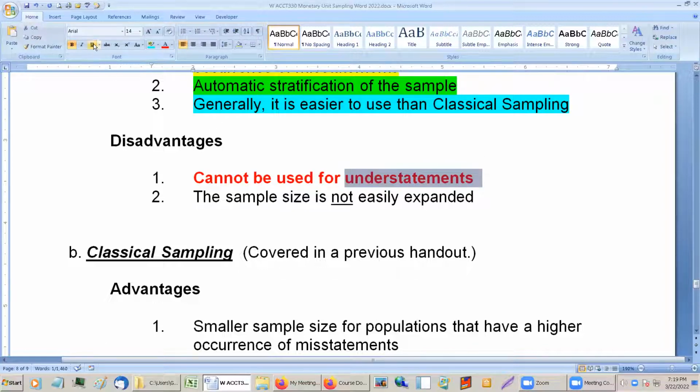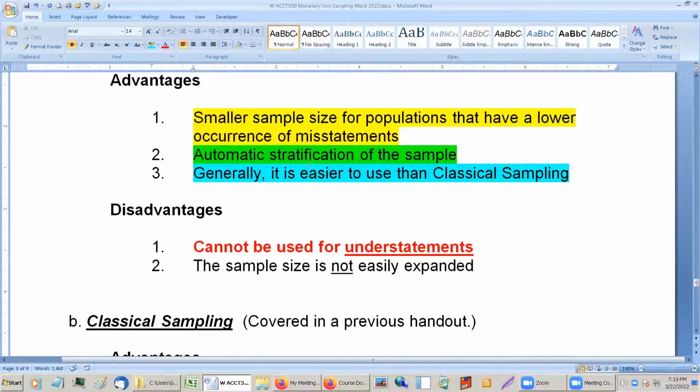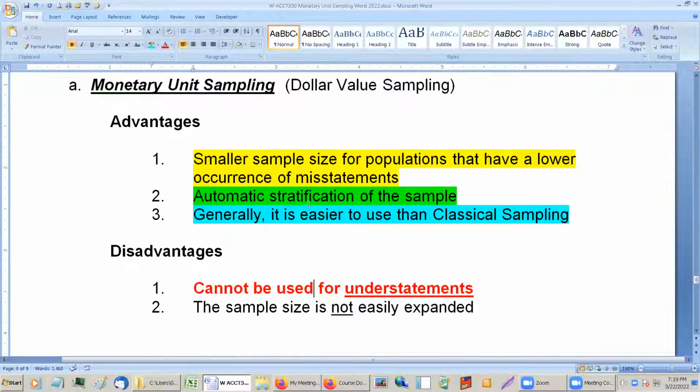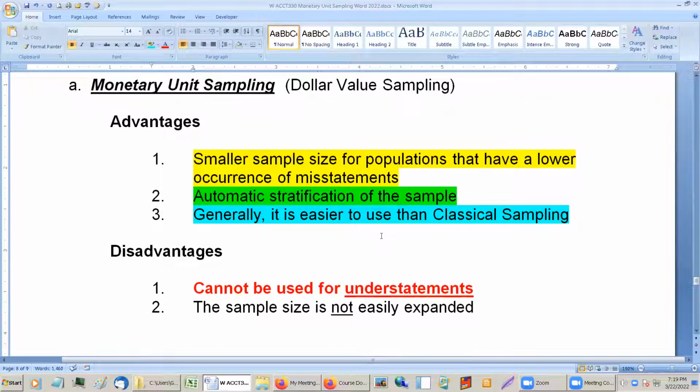And this is the very big drawback to it. Yeah, so it cannot be used for understatements. And the sample size is not easily expanded. You'll notice that this is a little bit different than classical sampling in that the sample size determines the interval.